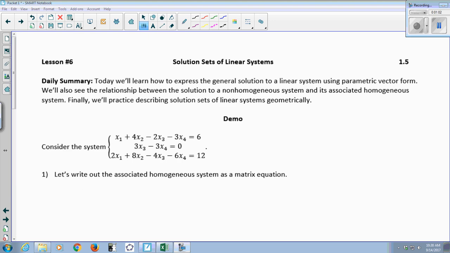So today we're going to learn how to express the general solution to a linear system using parametric vector form. And we're also going to see the relationship between the solution to a non-homogeneous system and its associated homogeneous system. And we're going to practice describing solution sets geometrically.